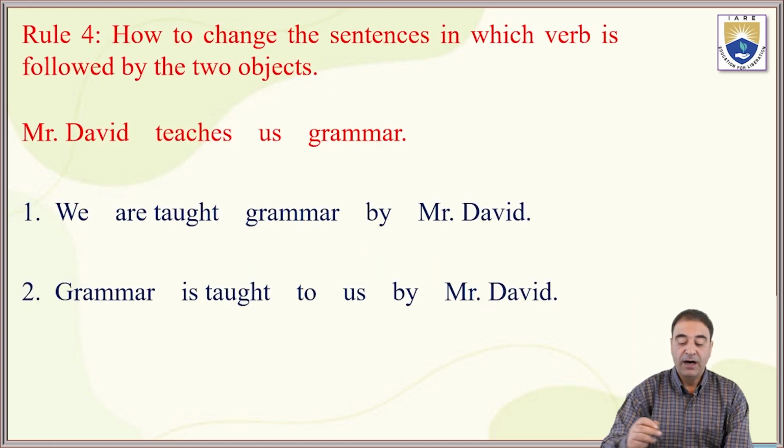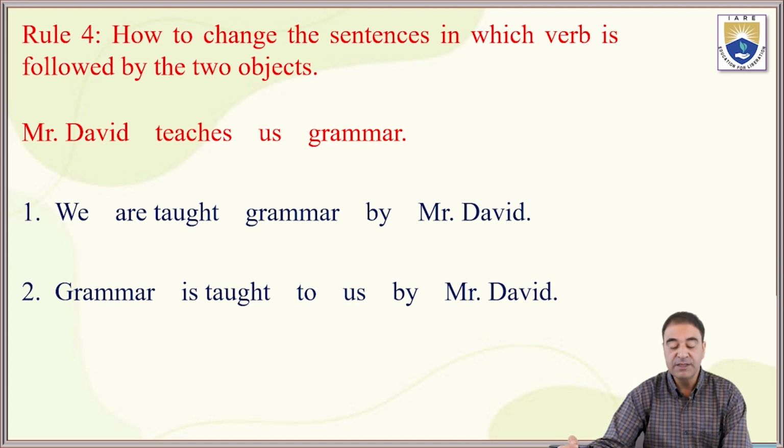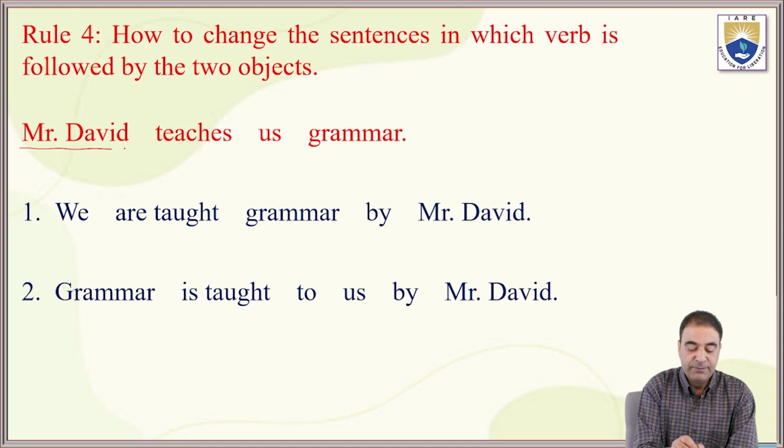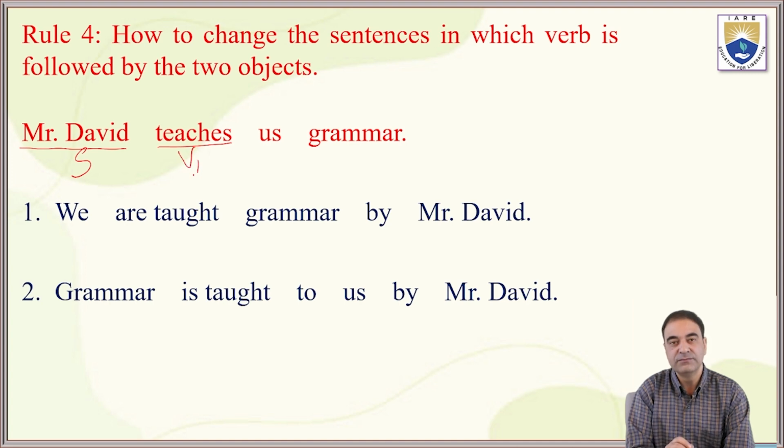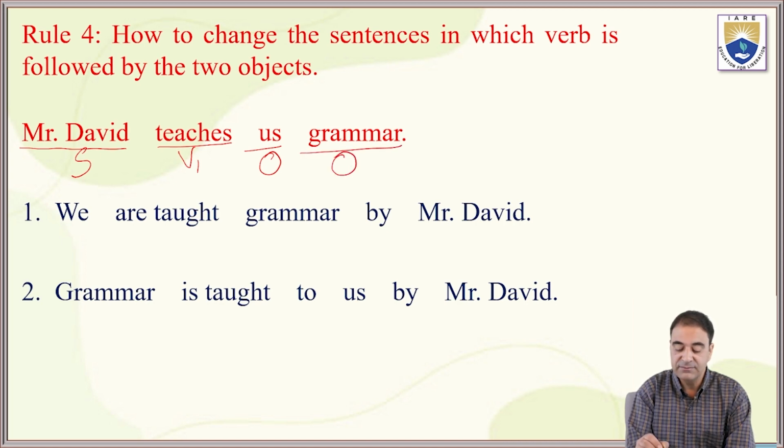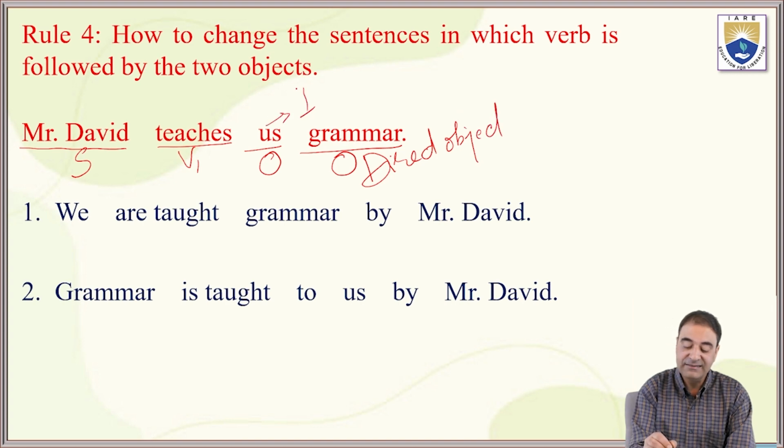Now the next step: how to change sentences in which the verb is followed by two objects. It's a very important one. If the verb is followed by two objects, how can we change that sentence? Look at this sentence. Mr. Dave, this is the subject. Then we have "teach", the verb in first form. Then we have "us", this is an object, and "grammar", again this is an object. Grammar is the direct object, and "us" is the indirect object.